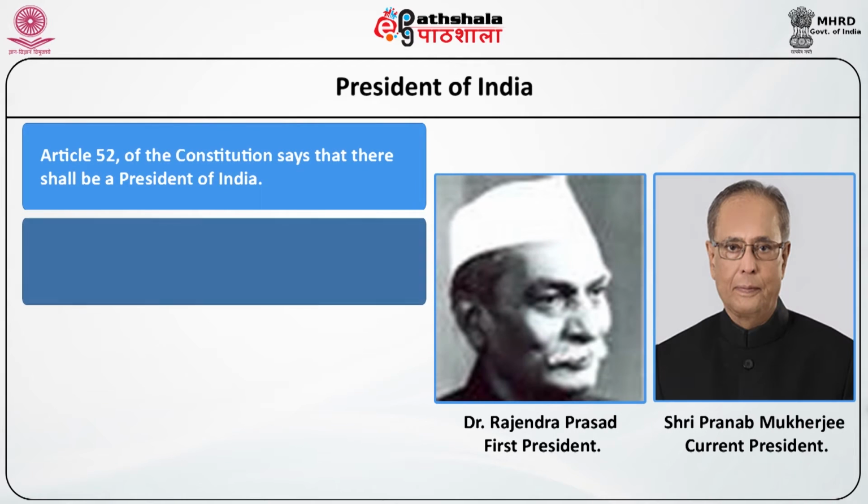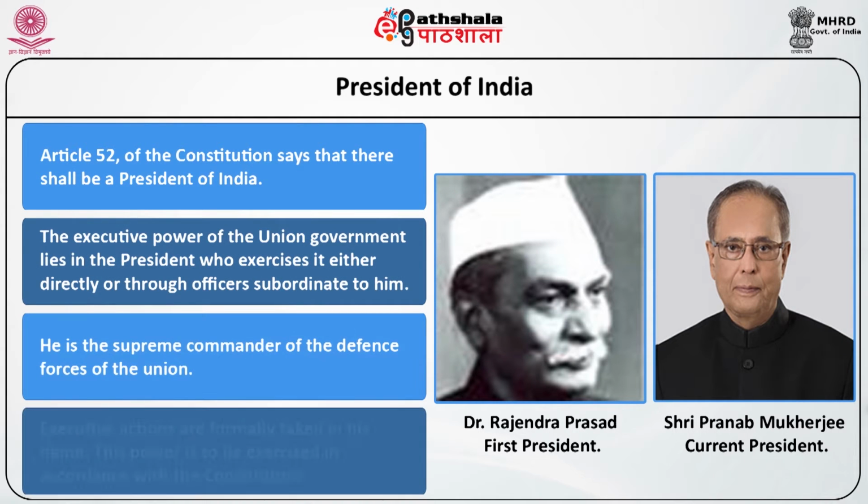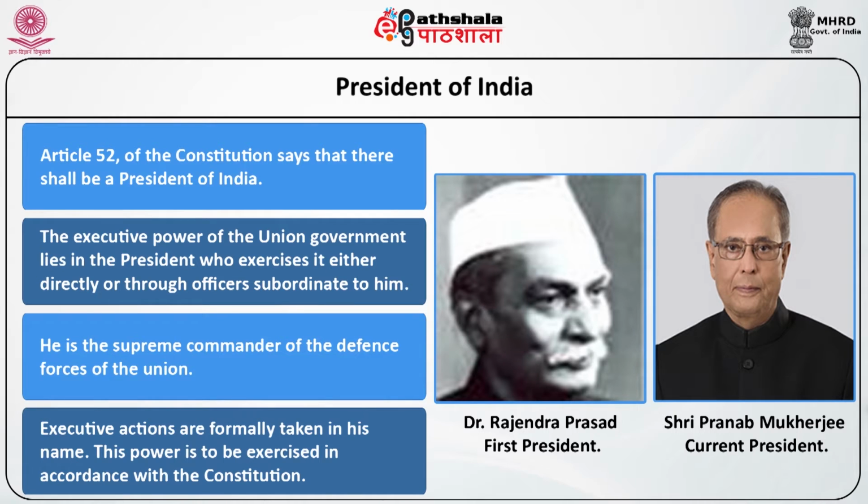Article 52 of the Constitution says that there is to be a President of India. The executive power of the Union of India, that is the central administration, rests with the President of India. He exercises it with the help of a number of other officials attached to the central government. All the union activities are taken under the name of the President of India.